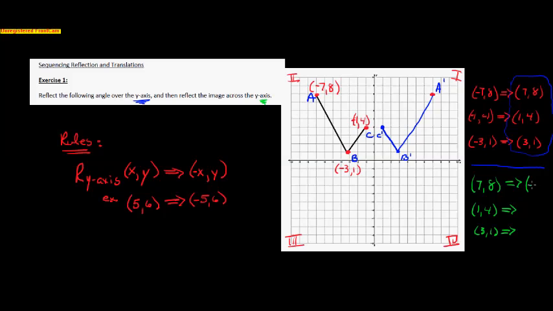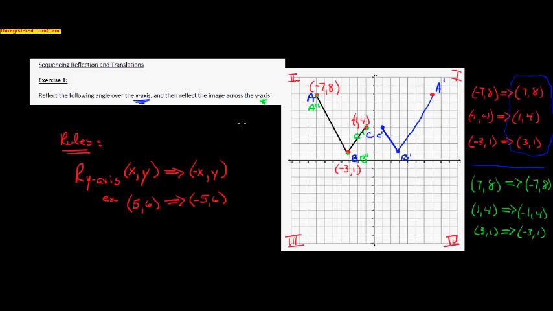Well, look what happens. It turns into -7, 8, and this turns into -1, 4, and this turns into -3, 1. Look what happened. They've turned into the same points that I started with. If I graph each one of those, they've turned back into the same point. So A double prime is the same point as A, and B double prime is the same point as B, and C double prime is the same point as C was.